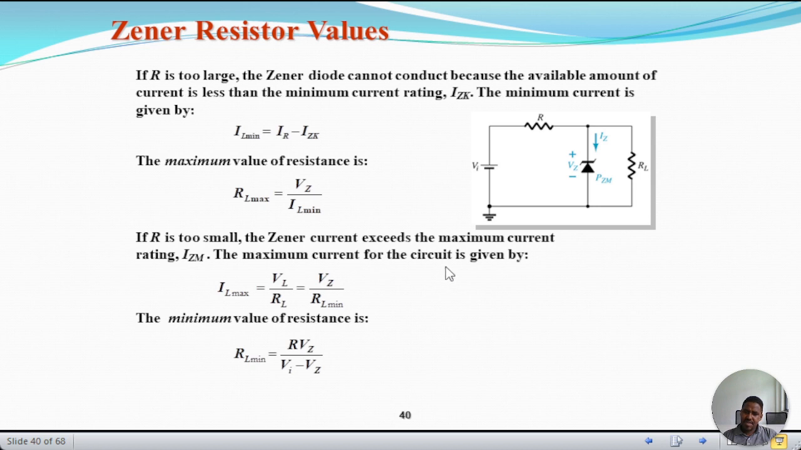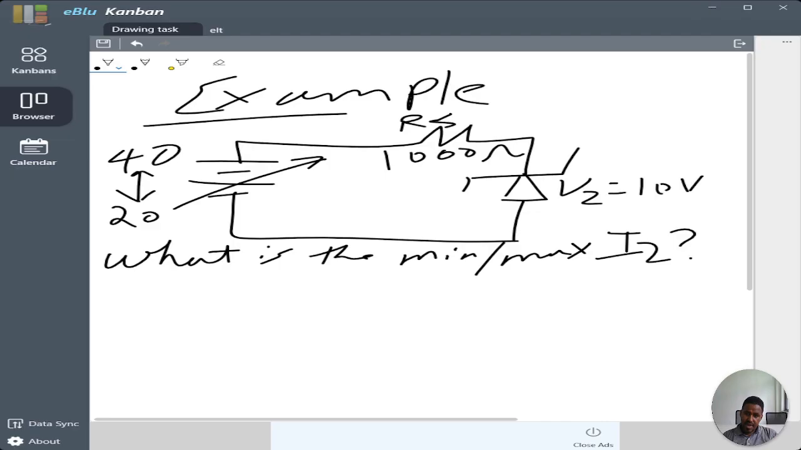The maximum current for the circuit is given by I load maximum equals VL over RL, which is the same as VZ over RL minimum. So the minimum value of resistance is RL minimum equal to R times VZ over VI minus VZ. We can use this equation for the minimum load resistance, where the current becomes maximum in IZ. Let's see example 1.